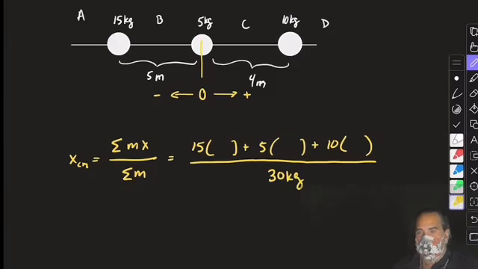So putting in my values for my location, the 15 kilogram mass is located -5 meters away from reference. The 5 kilogram mass is located at the reference point. The 10 kilogram mass is located +4 meters away from the reference point.